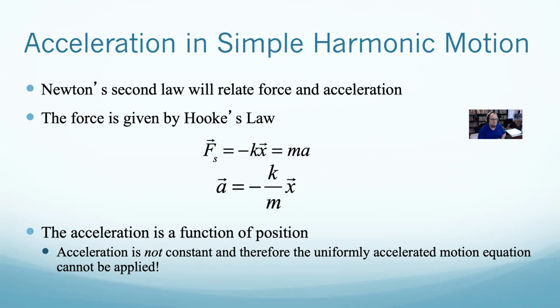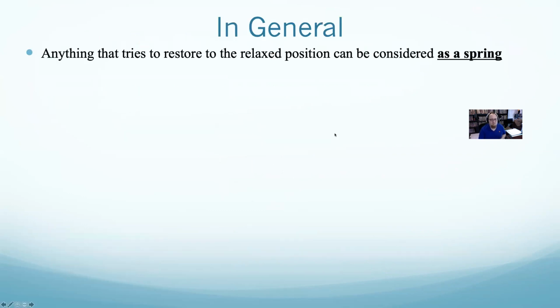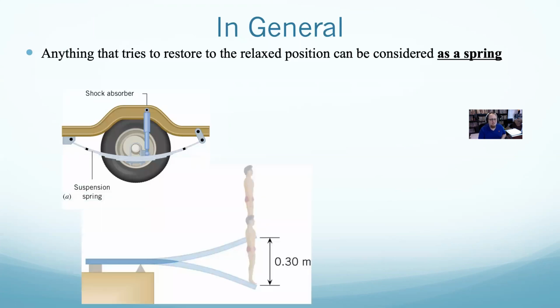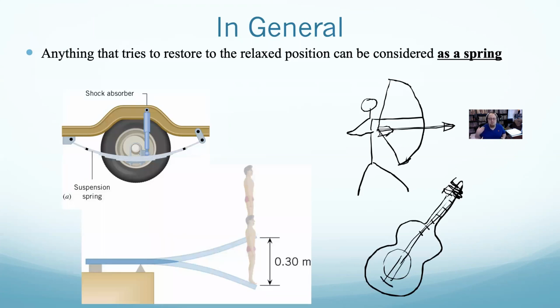Now, I want to say something before I go further. I'm doing this all for a spring. Really, anything that has a force that's always in the opposite direction of motion can be treated as one. The shock absorbers on a car, old cars had springs, new ones don't, but you can treat it like a spring because it's always bouncing back in the same direction. If someone's just bouncing up and down on a diving board, treat it as a spring. You strum a guitar string and it bounces back and forth, you can treat it as a spring. This is anytime the force and the motion are in opposite directions.